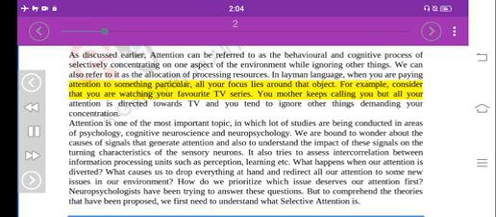For example, consider that you are watching your favorite TV series. Your mother keeps calling you, but all your attention is directed towards the TV, and you tend to ignore other things demanding your concentration. Attention is one of the most important topics, in which a lot of studies are being conducted in areas of psychology, cognitive neuroscience, and neuropsychology.